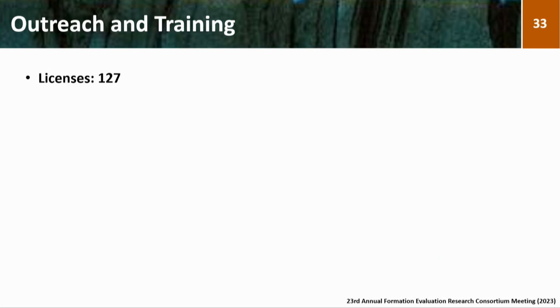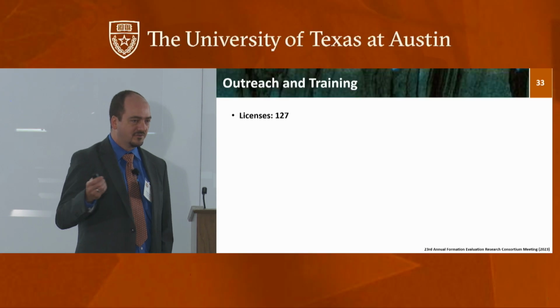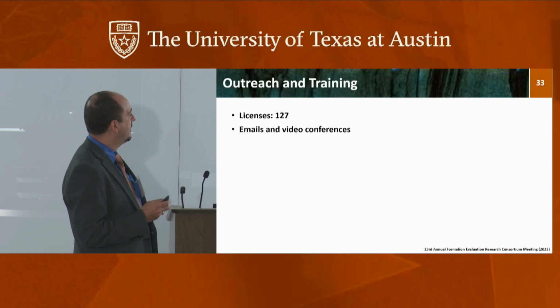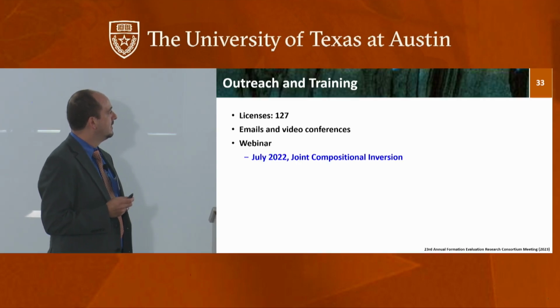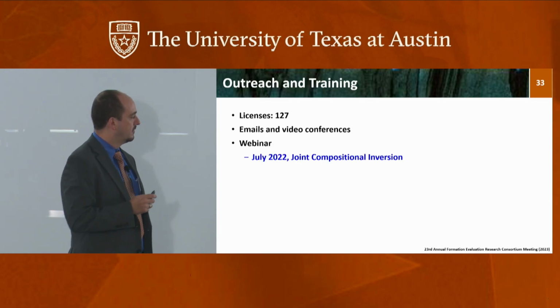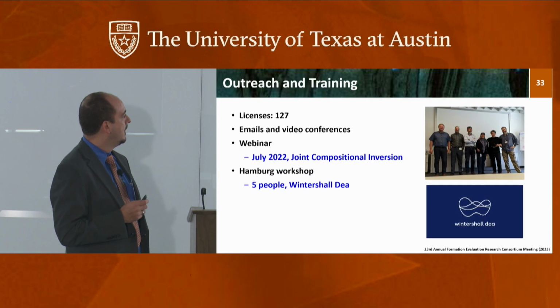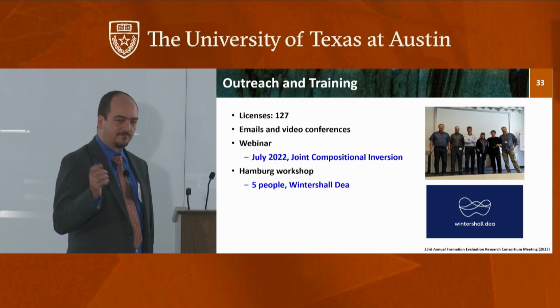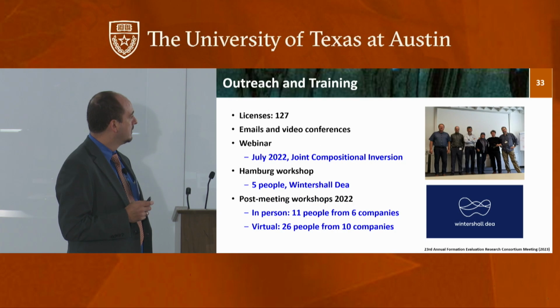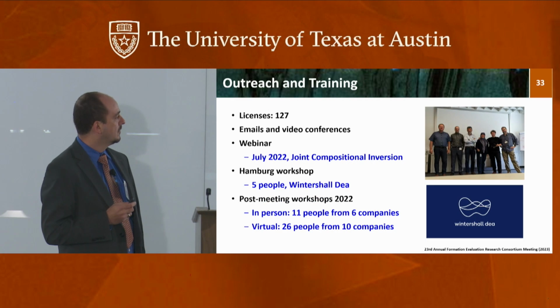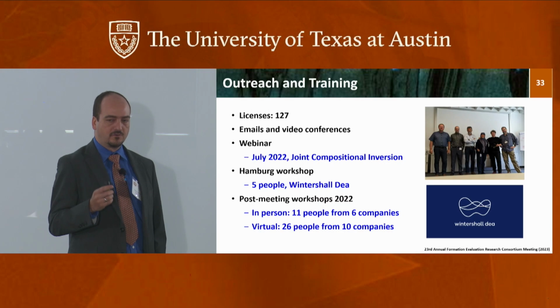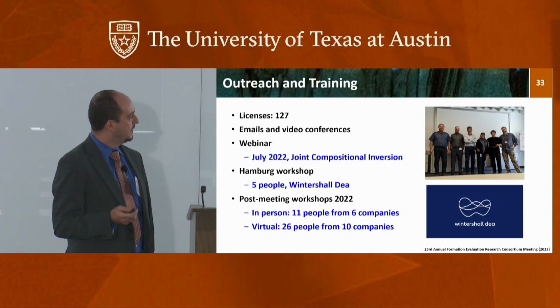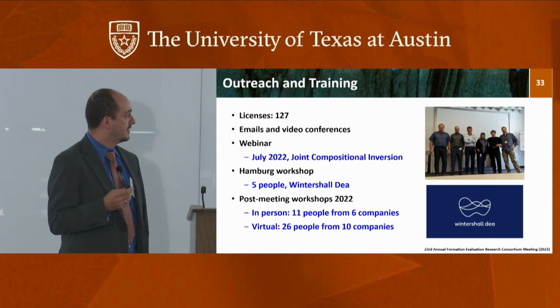Now regarding outreach and training, we issued 127 licenses, which is almost twice as many as we did last year. So we're very happy that people are using UTAPWeLS again. Hundreds of emails and video conferences. We had a webinar about a month ago on joint compositional inversion. We're open again for workshops abroad. And we had two post-meeting workshops. We had one in person right after the consortium last year, where we had 11 people from 6 companies, and we had a virtual workshop with 26 people from 10 companies.